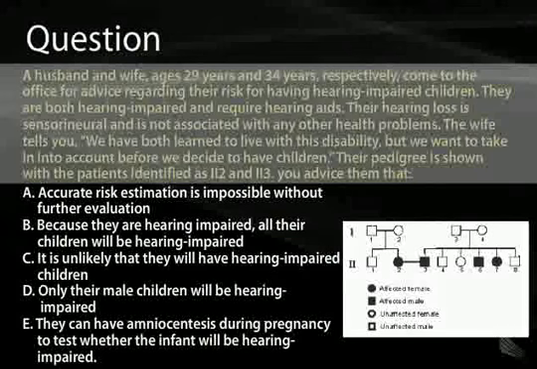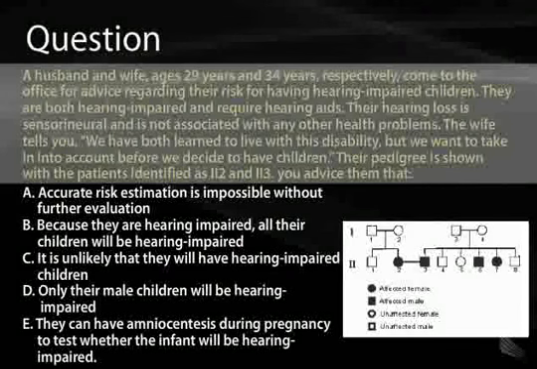C says it is unlikely that they will have hearing impaired children. Again, this is a genetic disease. They're both affected. So to say that it would be unlikely that they have affected children would also be false, and you can eliminate that one as well. D says only their male children will be hearing impaired. We see in the pedigree a mix of male and females, so it's not likely that they would only pass to males, so we can eliminate that one as well.